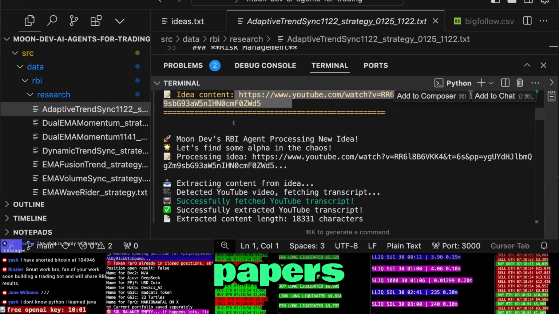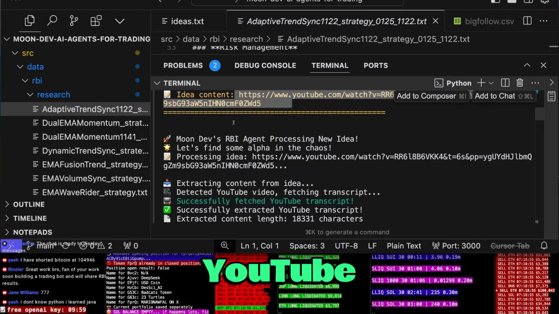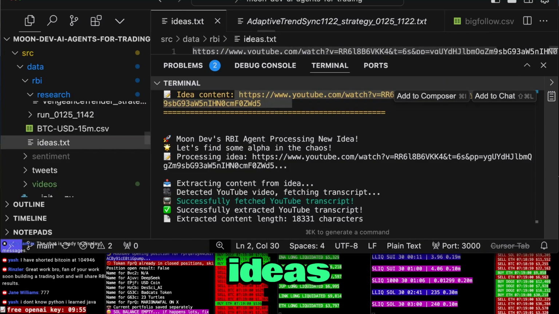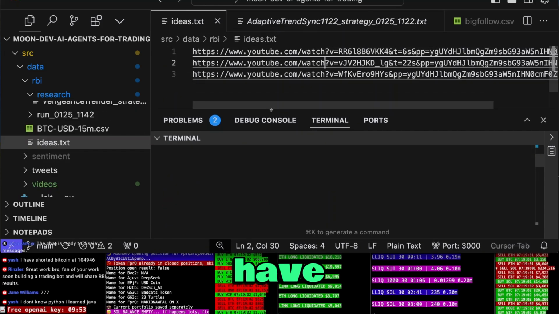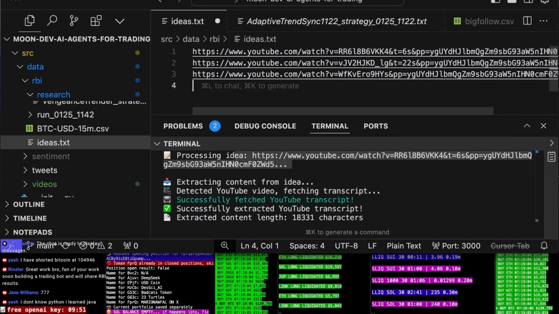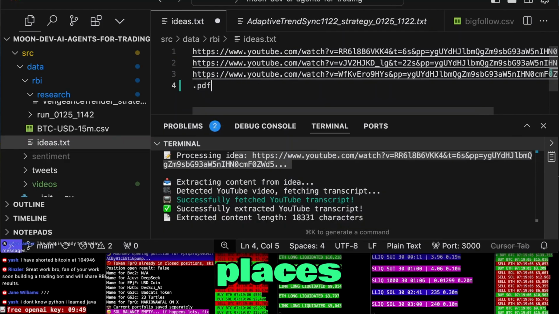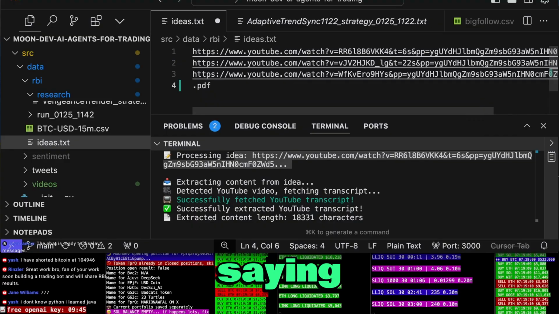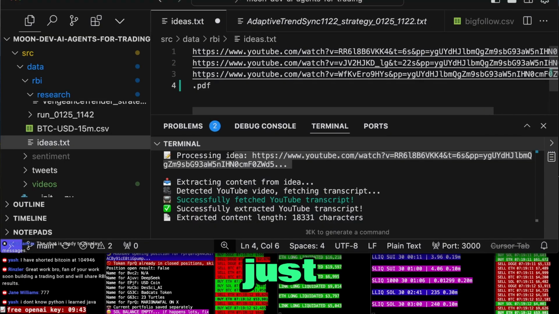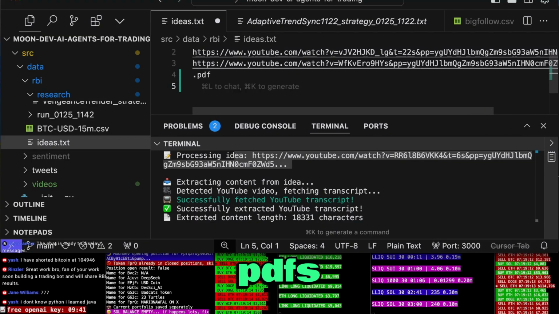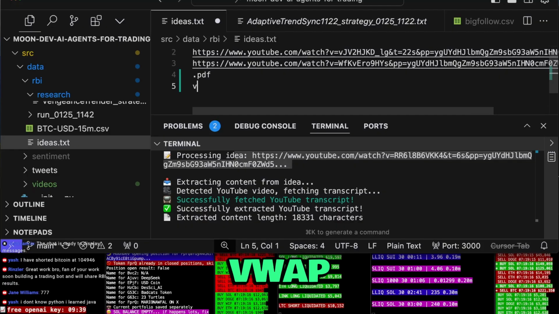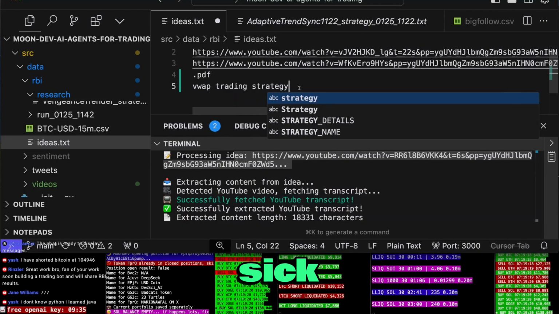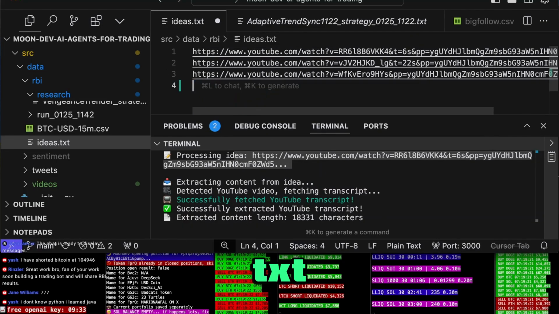You can use papers, PDFs, you can use YouTube videos, or you can use text. So that goes into the ideas.txt. I could have a PDF here. So you can imagine there are so many great places to find research papers written by PhDs. Not saying that they're like goats or anything. They just work a lot. PDFs here. You could have like VWAP, trading, strategy, and they'll work off that. Pretty sick, dude. Ideas.txt. Pretty sick.